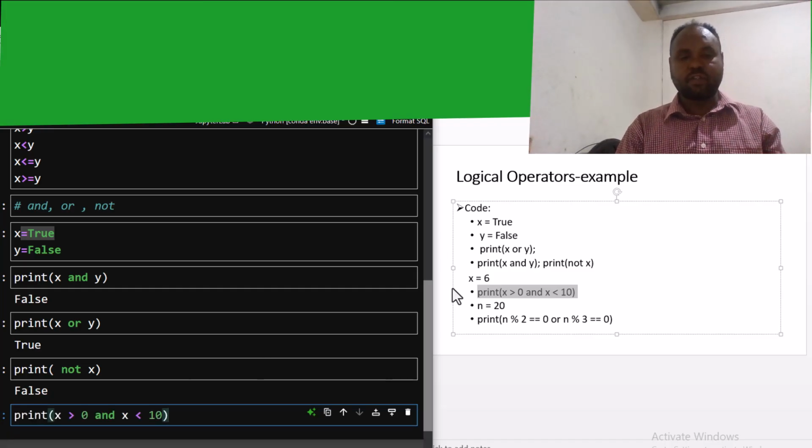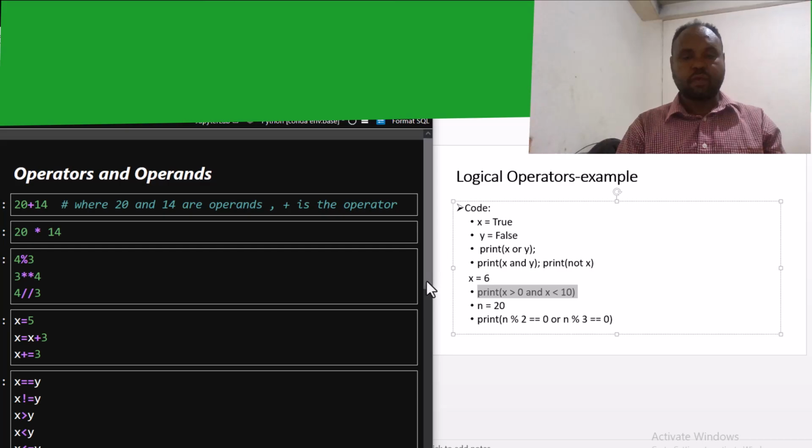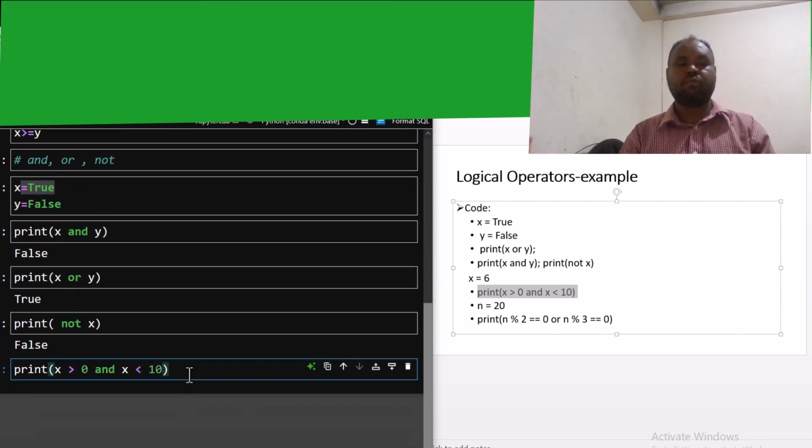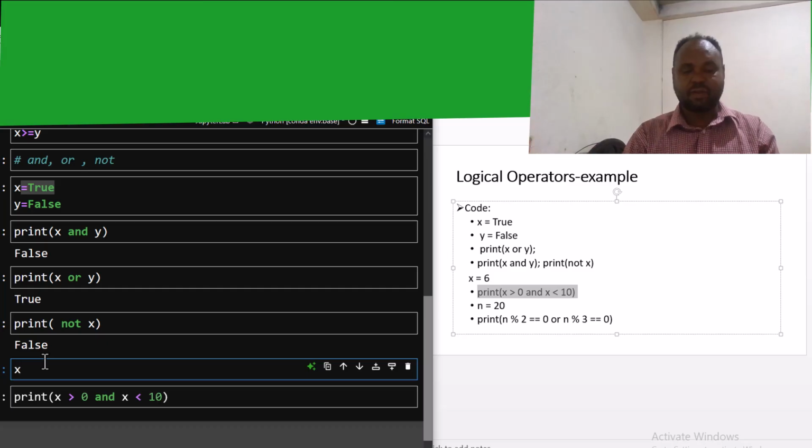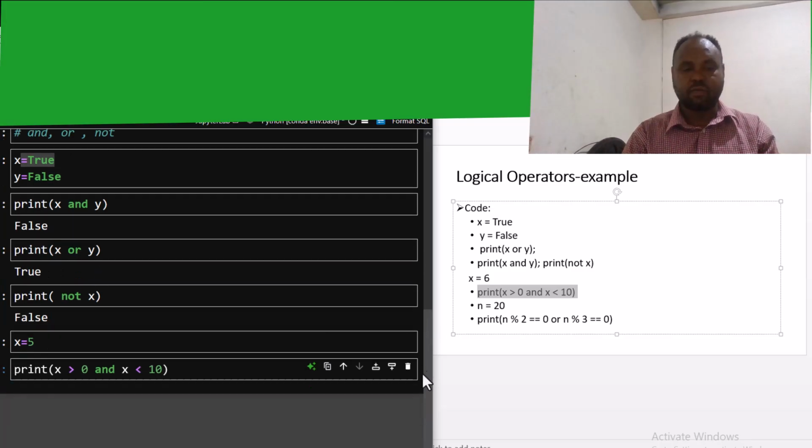Now let us see this statement, which is somewhat complex. What will be the result of this one? For example, we do have two statements to the left and to the right of AND. This x is greater than 0. Where is that x? It is nothing but this one. Let x be 5, for example. Now let us check whether this whole expression turns to false or true.